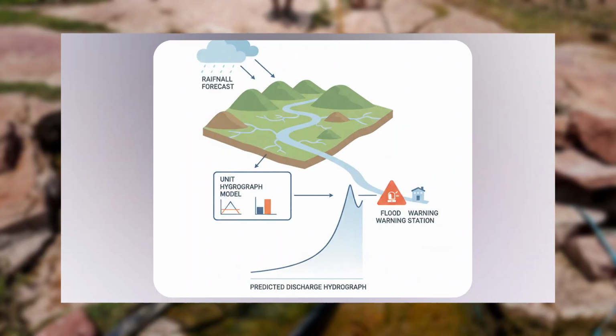The unit hydrograph is also extensively used in flood forecasting and early warning systems. When short-term or real-time rainfall forecasts are available, unit hydrographs enable hydrologists to predict the likely runoff response of a basin in advance. This predictive capability supports the issuing of timely flood warnings, helping authorities and communities prepare for extreme events. By improving anticipation and response, the use of unit hydrographs contributes significantly to reducing loss of life, damage to infrastructure, and disruption to economic activities.